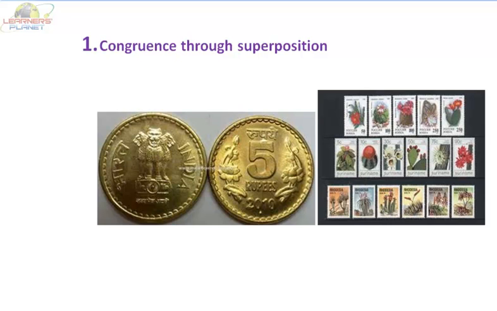Now, first of all, let's understand congruency through superposition. I'm having two coins over here, and if I place this coin on the top of this coin, I can see that the two coins match each other exactly in the shape and size. Or suppose I'm having these many stems, I put one of the stems on the top of the other, I can see that the two stems coincide with each other exactly. That means these two coins and all of these stems are congruent to each other. That means we can say the method of examining congruency by placing one object on the other is congruency through superposition. Okay.